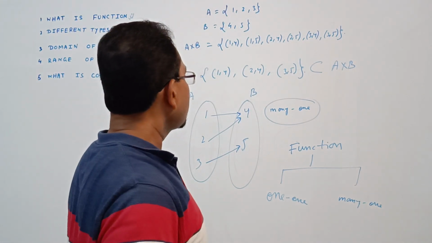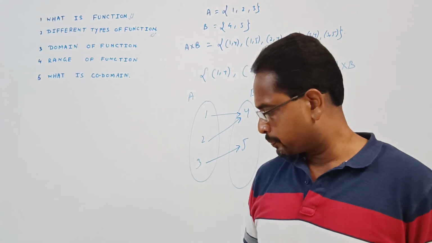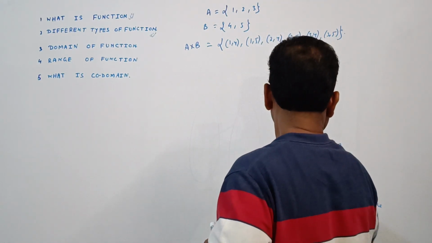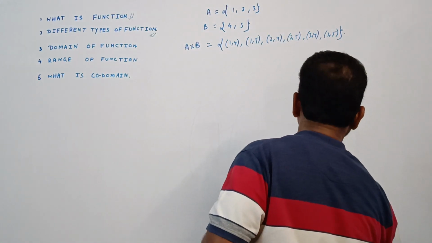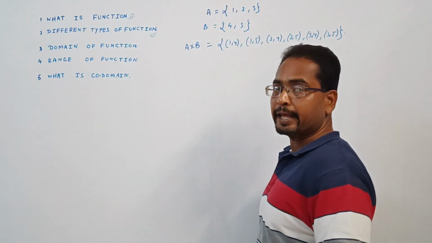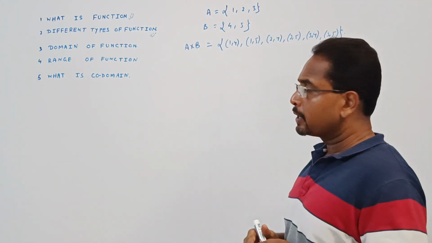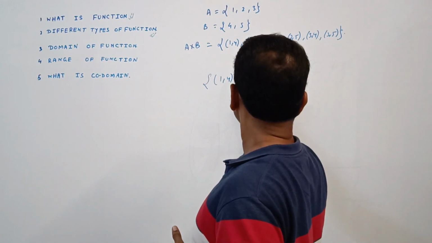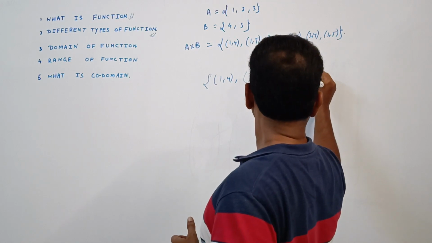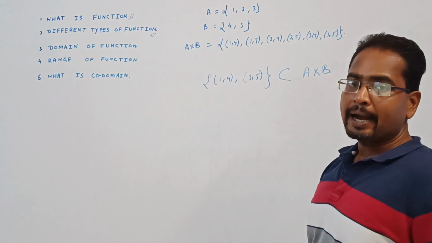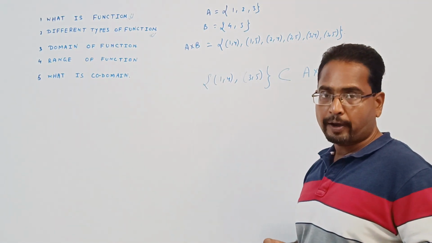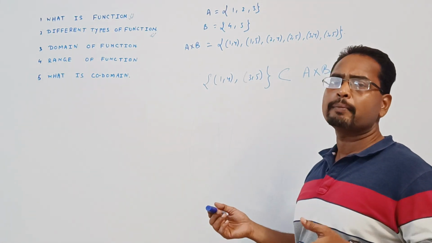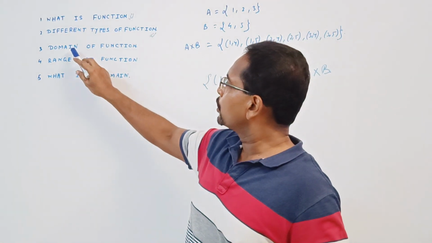Now we are going to learn what the domain of a function is. From the cross product of the sets A and B, I'm going to make a subset. Let the subset be (1, 4) and (3, 5), suppose. It is a subset of A cross B, and you can see that 1 is associated to 4 and 3 is associated to 5. So what type of relation is it? It's a 1 to 1 type relation. Since the relation is 1 to 1 type, it is a function. Now we want to know what the domain of a function is.